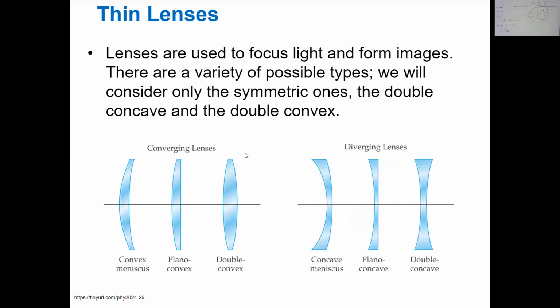So you can have a concave meniscus lens or planar convex lenses, which means one side is flat and the other side is curved. In this case, the two sides are curved in one direction, and then you can also have double convex lenses, which means both sides are curved outward. In this textbook, we will be focusing on the double convex lens and the double concave lens.